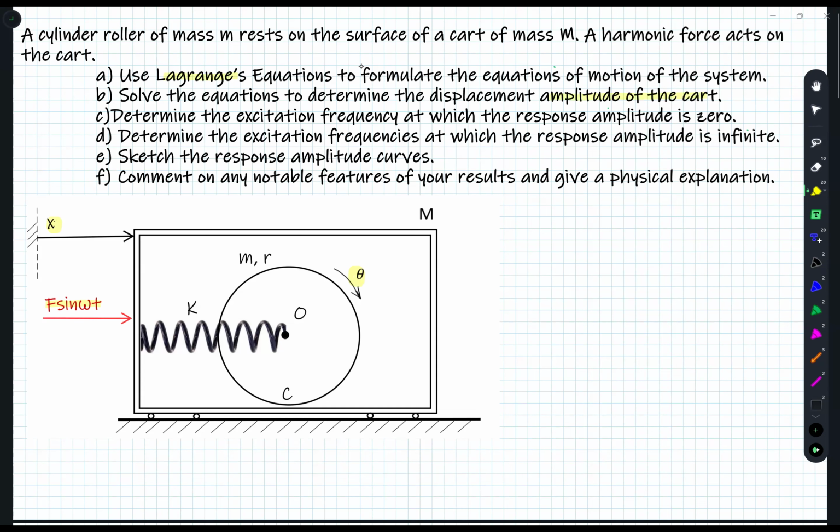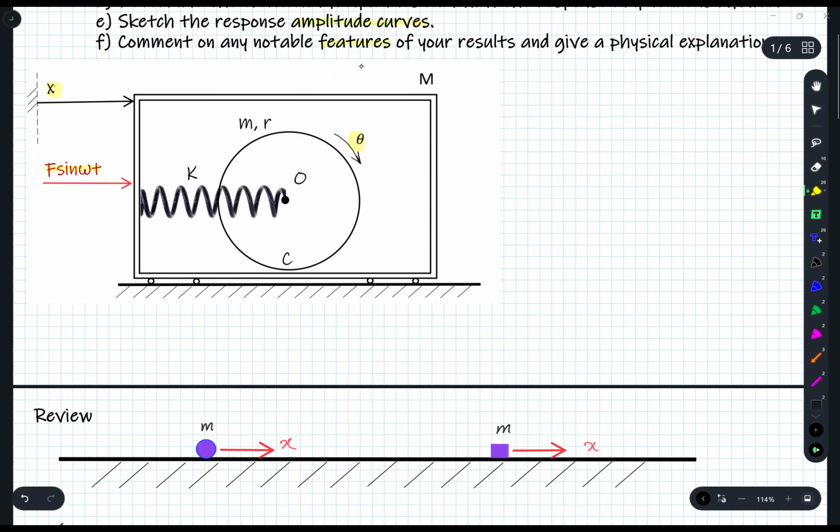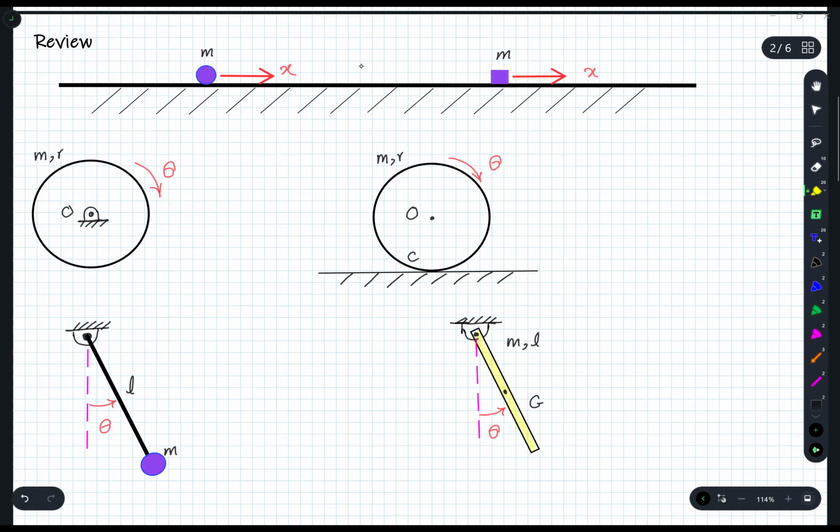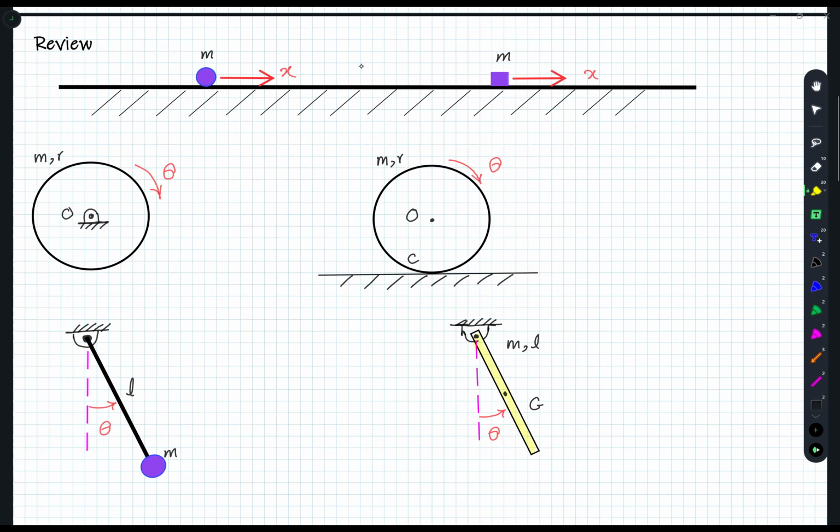and then finding out at what frequency or frequencies this amplitude becomes zero, at what frequency or frequencies it becomes infinity, and then trying to draw a sketch of this amplitude for the cart, and then try to comment on any interesting features related to this system. All right, but before we delve into the solution of this interesting problem, let's just review quickly some of the fundamentals that we learned in the past related to kinetic energy.